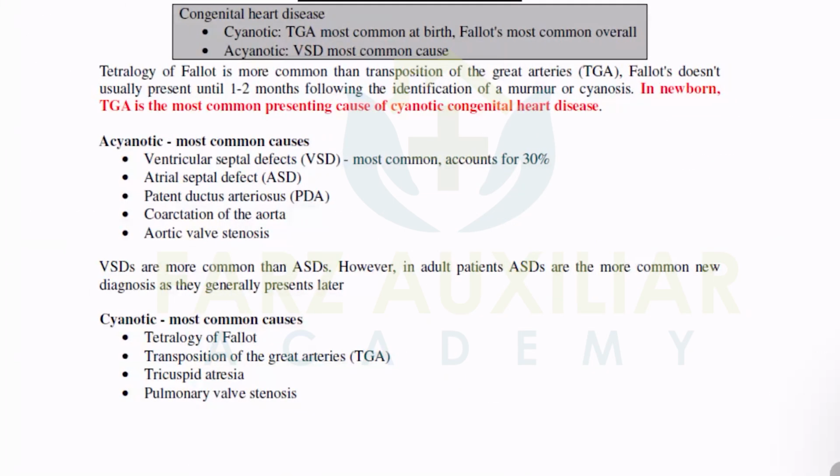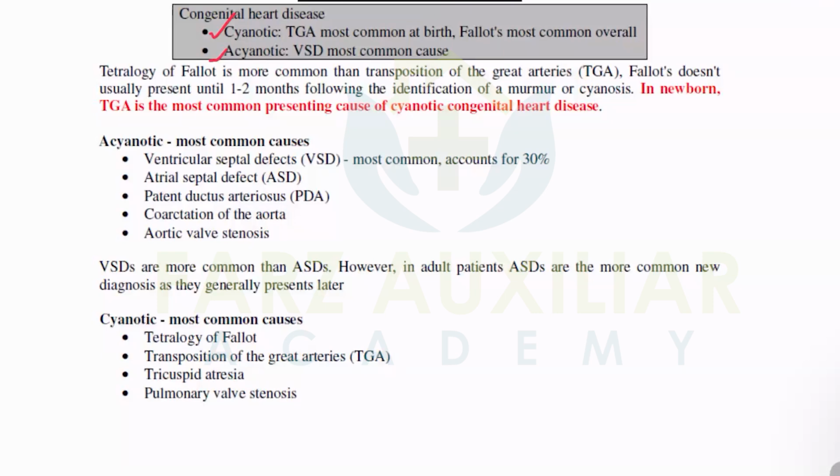So let's see the congenital heart diseases. As we already know, VSD is the most common cause of acyanotic congenital heart diseases. The congenital heart diseases are of two types. One is the cyanotic, the other is acyanotic. Cyanotic means there's an admixture of venous and arterial blood leading to bluish discoloration of the skin tone. So TGA, which is transposition of great arteries, is most common at birth.